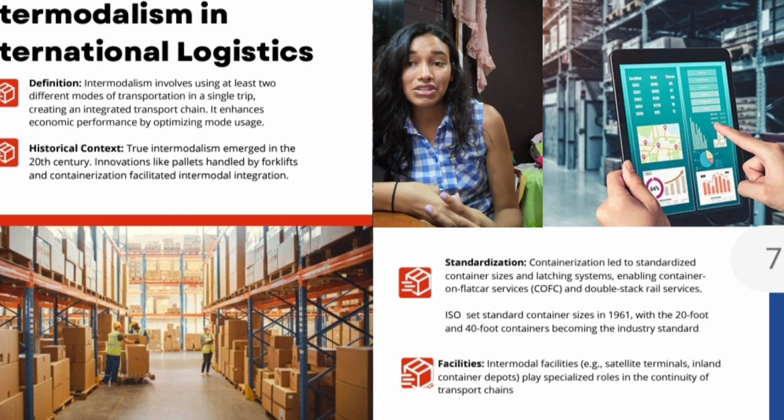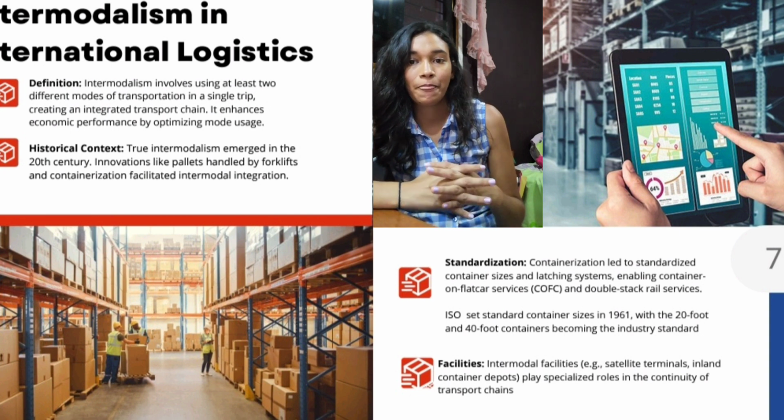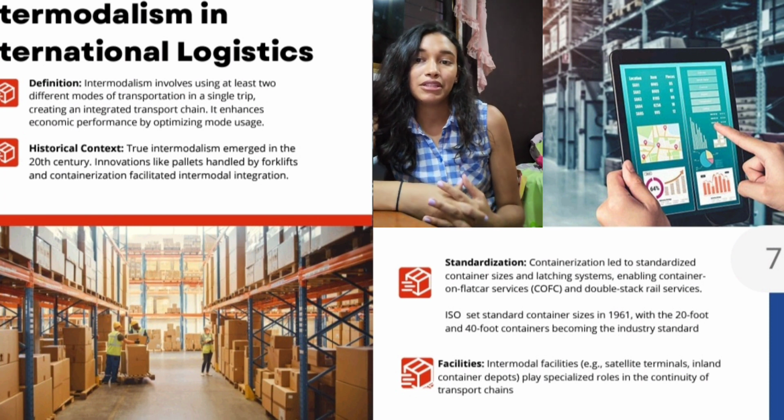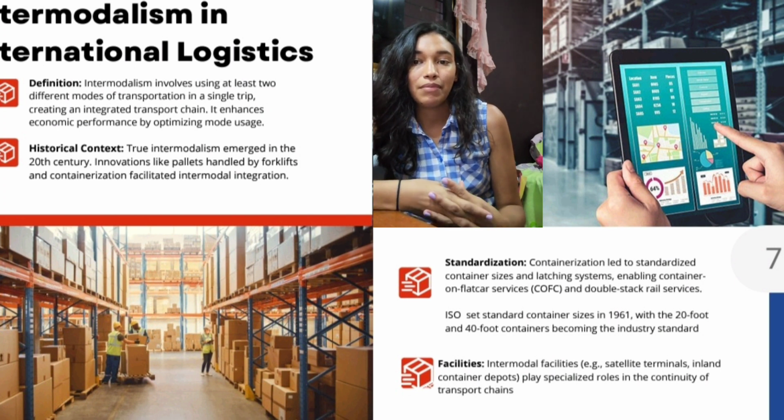Standardization: containerization led to standardization of container size and lashing systems, and container on flat car services, COFC, and double-stack rail service set the standard, with the 20-foot and 40-foot containers becoming the industry standard. And lastly, facilities: intermodal facilities, such as terminals and inland container depots, play special roles in the continuity of transport chains.